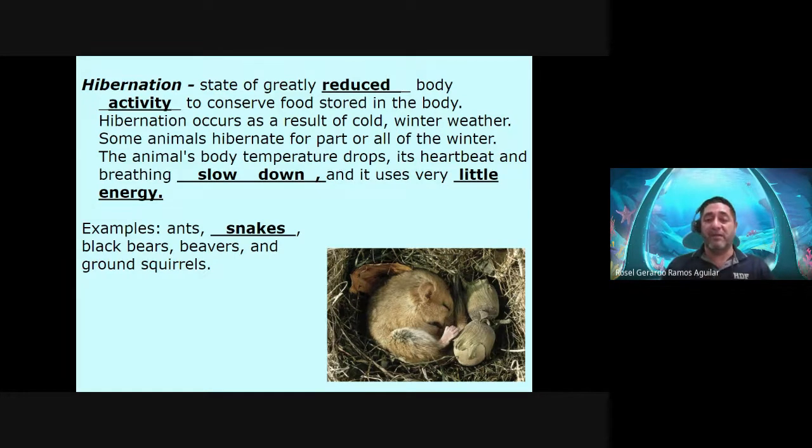Some animals hibernate for part or all of the winter because in the winter there's no food available, or the food availability is very short. Okay, so the animal's body temperature drops, its heartbeat and breathing slow down, and it uses very little energy. Examples: ants, snakes, blackbirds, beavers, and ground squirrels do hibernation.